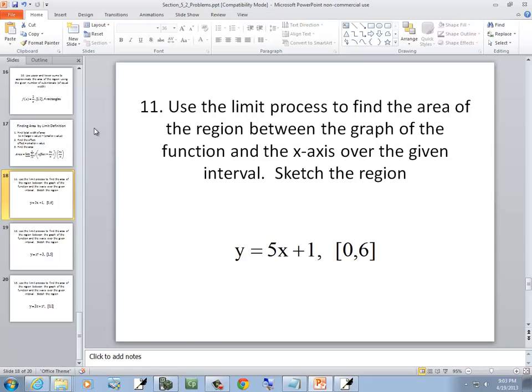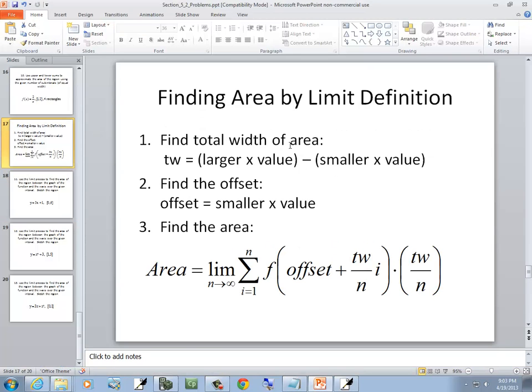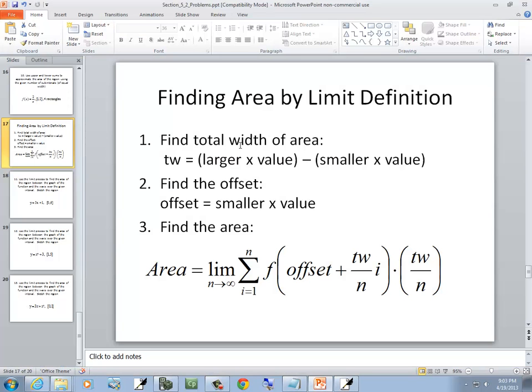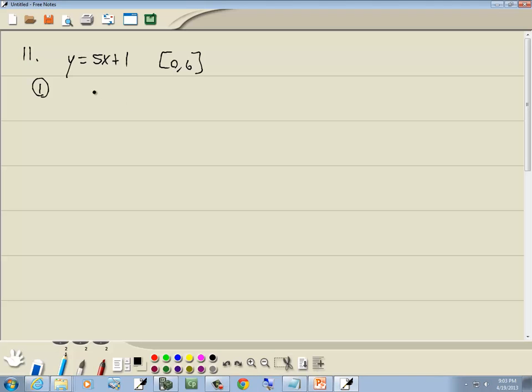Okay, so let's go back to our steps here. Finding area by the limit definition. Step number 1. Find the total width of the area. TW is equal to larger x value minus your smaller x value. So that's going to be 6 minus 0, which gives us 6.